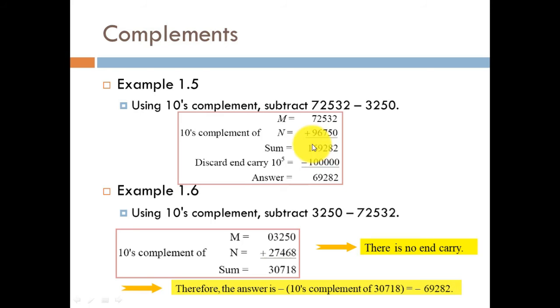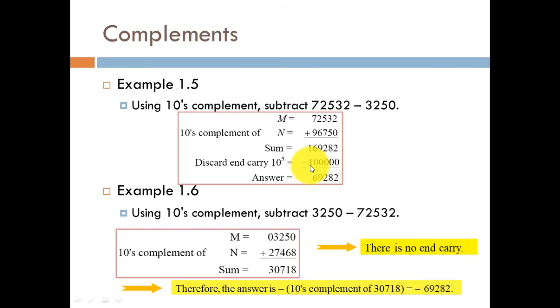Here one should keep in mind that the value of capital M is greater than capital N, so we are going to generate an end carry. We need to discard this end carry, as r to the power n will be equal to 10 to the power 5.